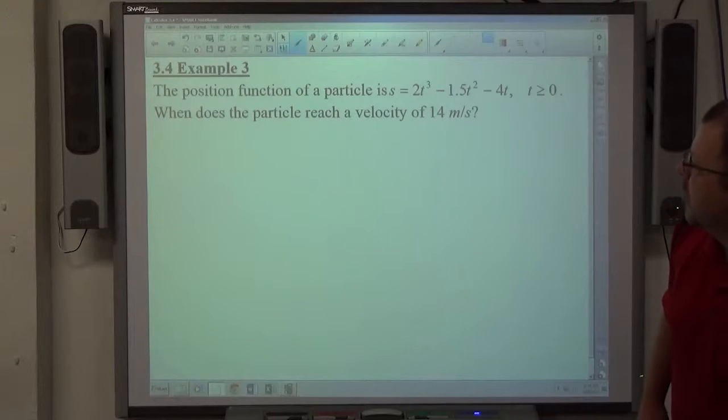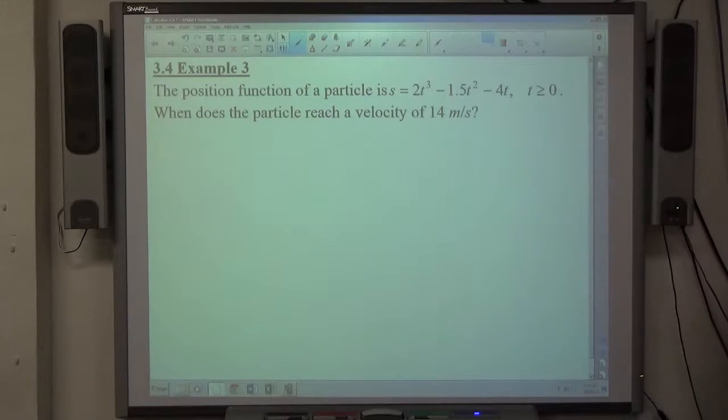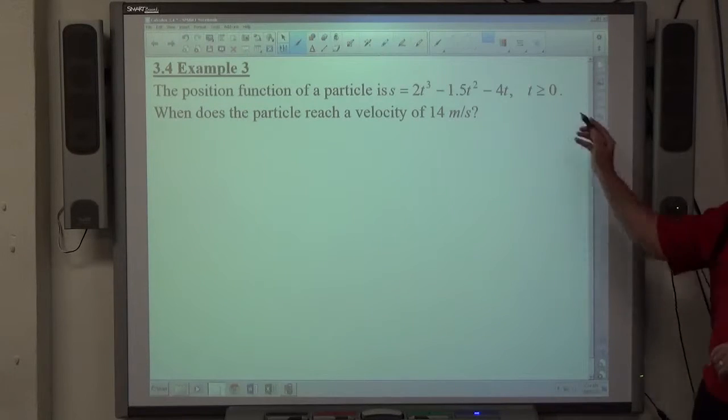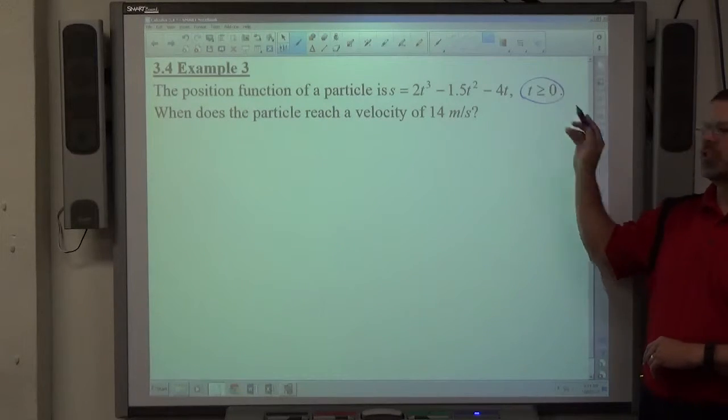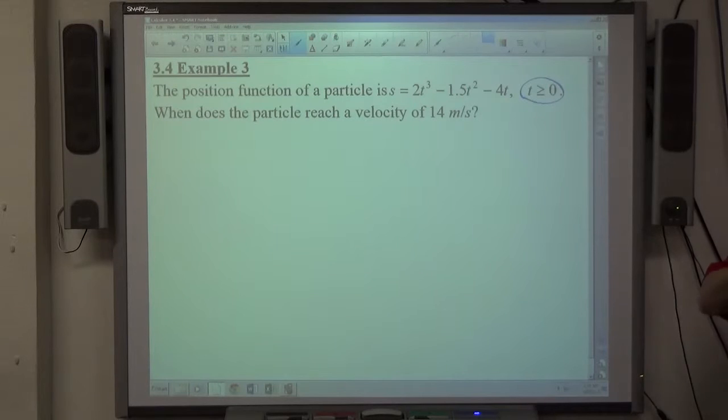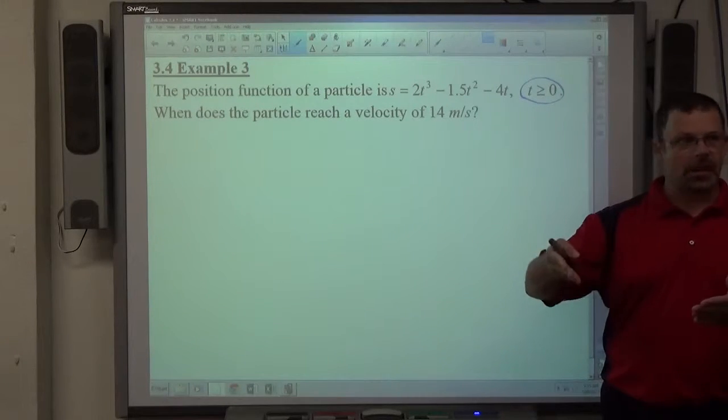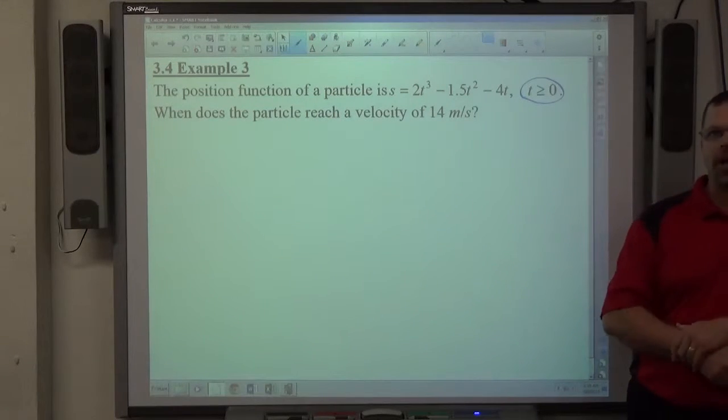Okay, example 3. The position function of a particle is s equals 2t cubed minus 1.5t squared minus 4t. This t is greater than or equal to 0 was sort of assumed yesterday, but they're just establishing that in this problem, the time starts at 0, and then we're counting up from that point.